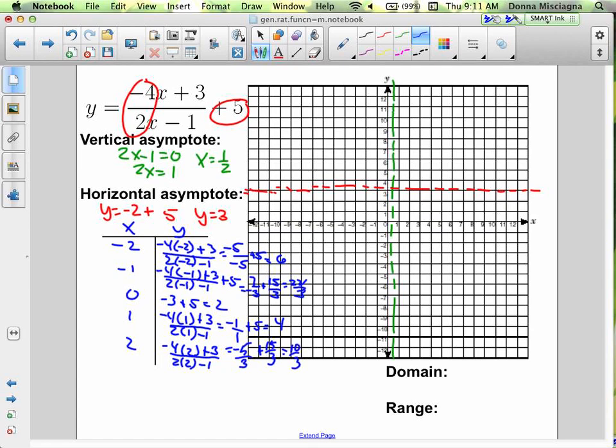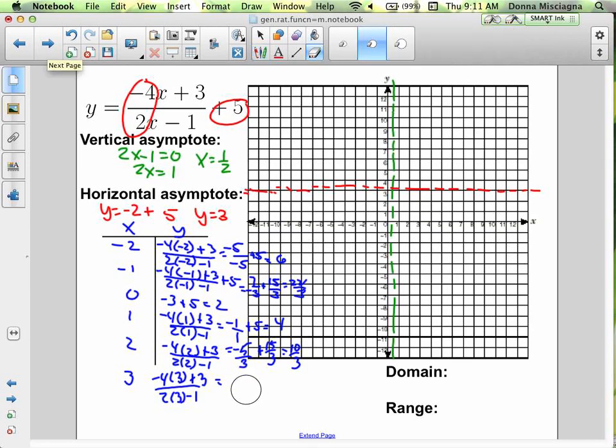And then, let's see, we said we're going to use 3. So -4 times 3 plus 3 over 2 times 3 minus 1. I don't think this is going to be an integer. So -12 plus 3 is going to be -8, or -9. And then 6 minus 1 is 5. So -9 fifths plus 25 fifths is going to be 16 fifths. Oh, we got some integers out of that. So we'll graph those points.